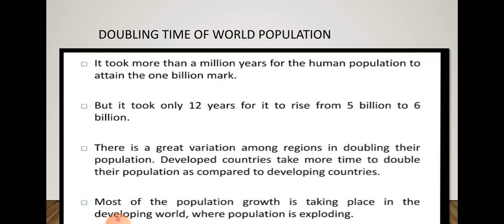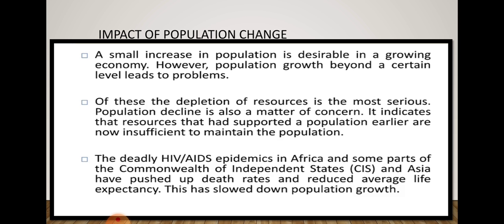Most of the population growth takes place in the developing world, where population explosion occurs. Population explosion means a very high increase of population. The developed countries, which have proper medical facilities and good economic conditions, now have a low population growth rate because they have already achieved the phase of development. But in developing countries like India, Bangladesh, Pakistan, the growth rate of population is very high compared to the developed countries.